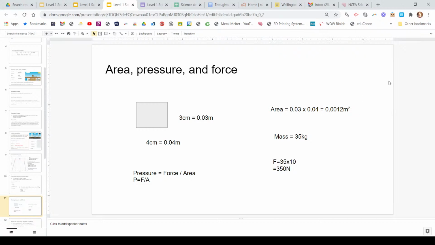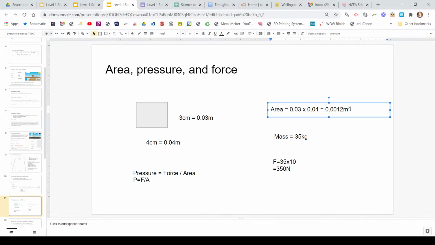If you guys would like to double check for me and let me know in chat if I've made a mistake with that. So then the area that we're working out, because there's 4 table legs, we would then multiply that by 4. And so that would give us 0.0048 meters squared, I think.